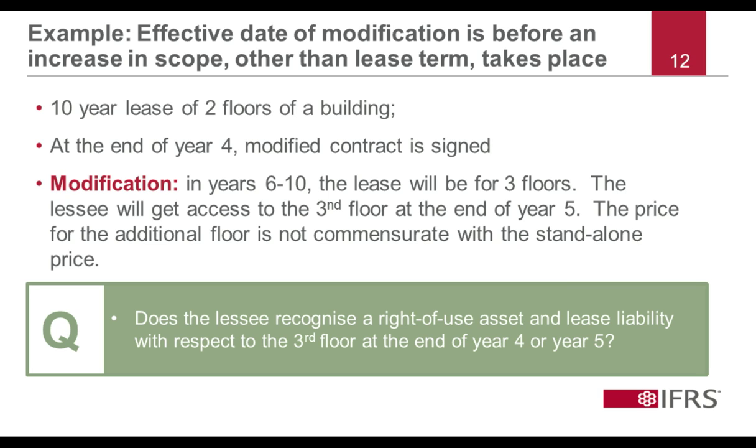With an increase in scope, it is only when the increased asset is delivered by the lessor that the increased right of use asset and lease liability are reflected. This is the same as initially recognising the right of use asset and lease liability at the beginning of a lease, only when the lessor has made the right of use asset available. So, to reiterate, and in answer to the question on the slide, in this case, the lessee recognises the additional third floor on its balance sheet when it is made available to the lessee, i.e. at the end of year 5.